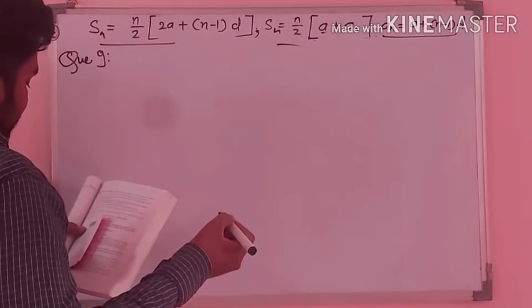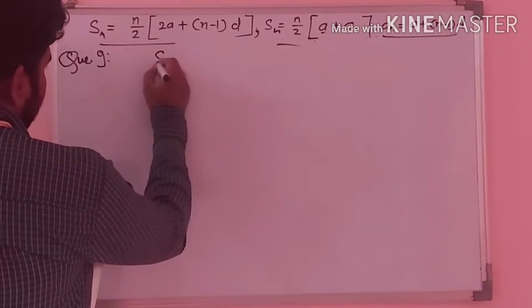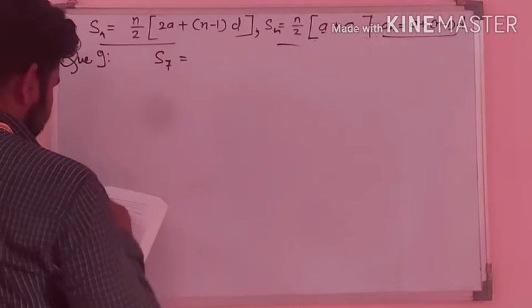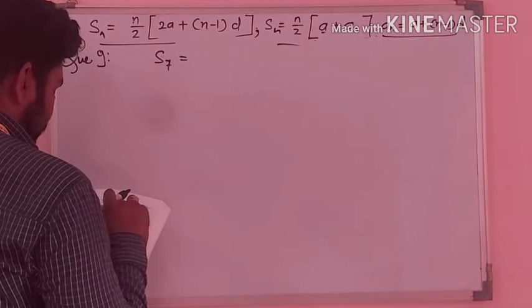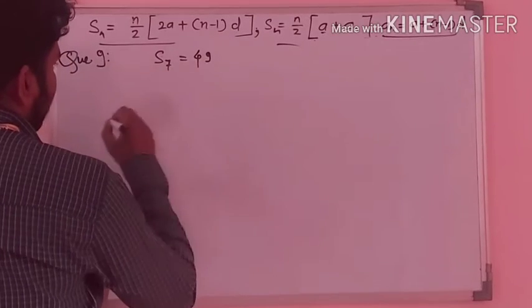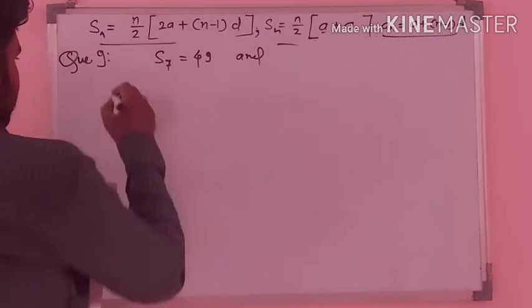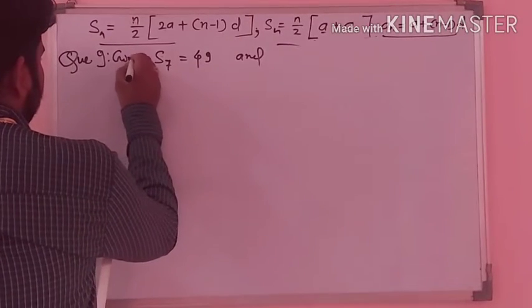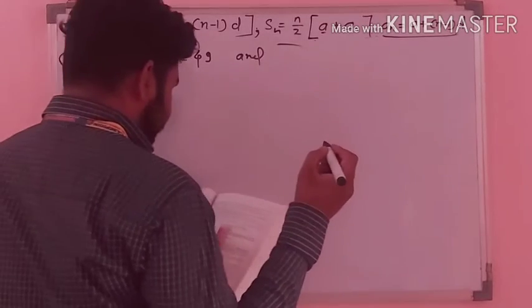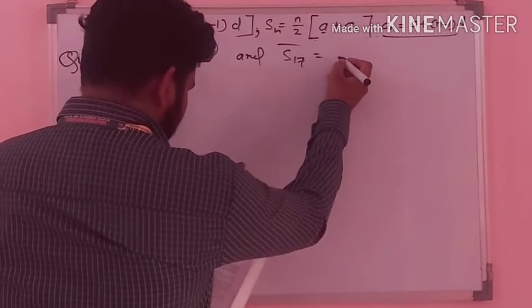If the sum of first 7 terms of an AP is 49, that is given by S7 is equal to 49. Given, we write here, and 17 terms is 289.